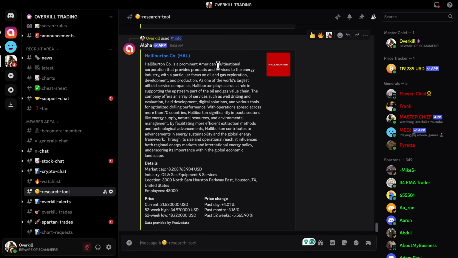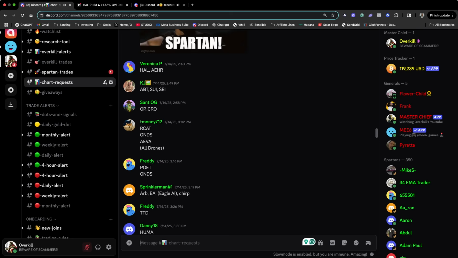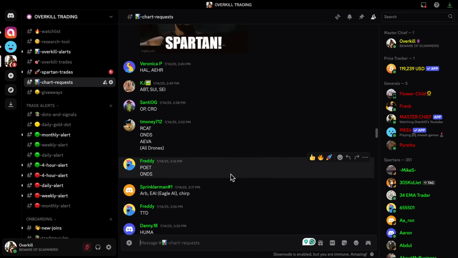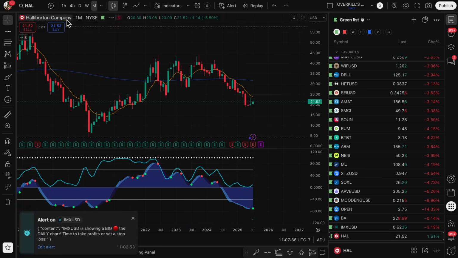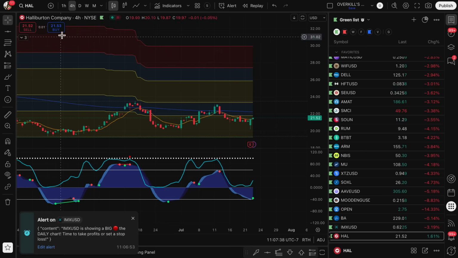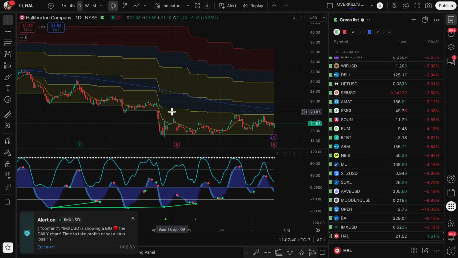So again, they produce products and services in the energy industry with particular focus on oil and gas exploration. So they're pretty much an oil rig driller based in Houston, Texas. So I know Trump really wants the United States to be energy independent, which in my mind would be good for these kinds of companies. So I actually like this one here. I like the call out here. This is a good oil and gas play, in my opinion.